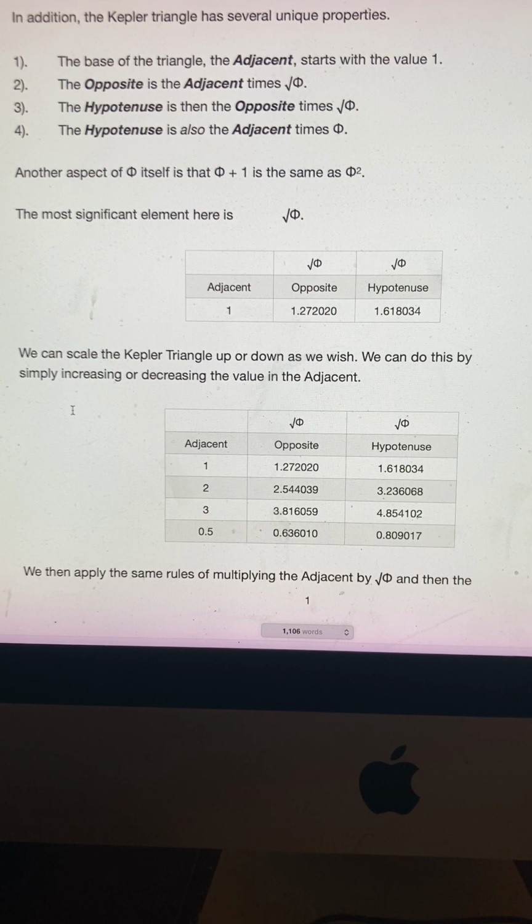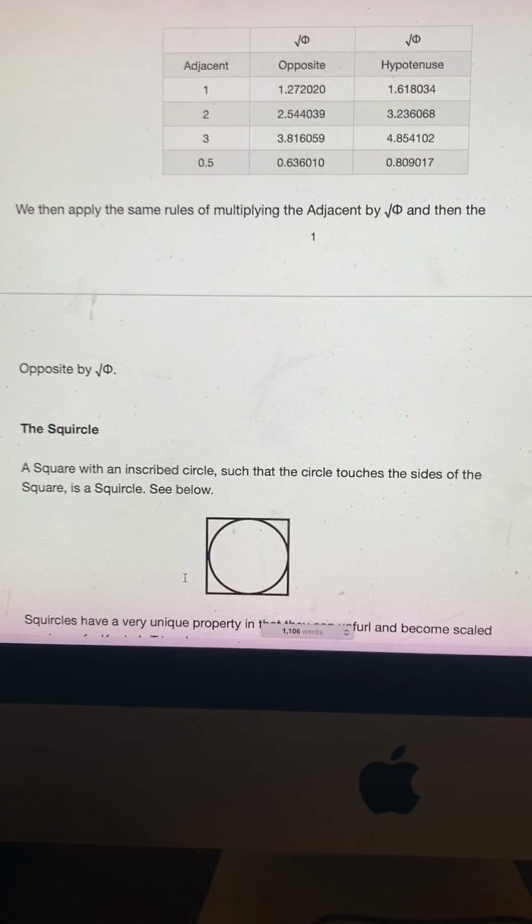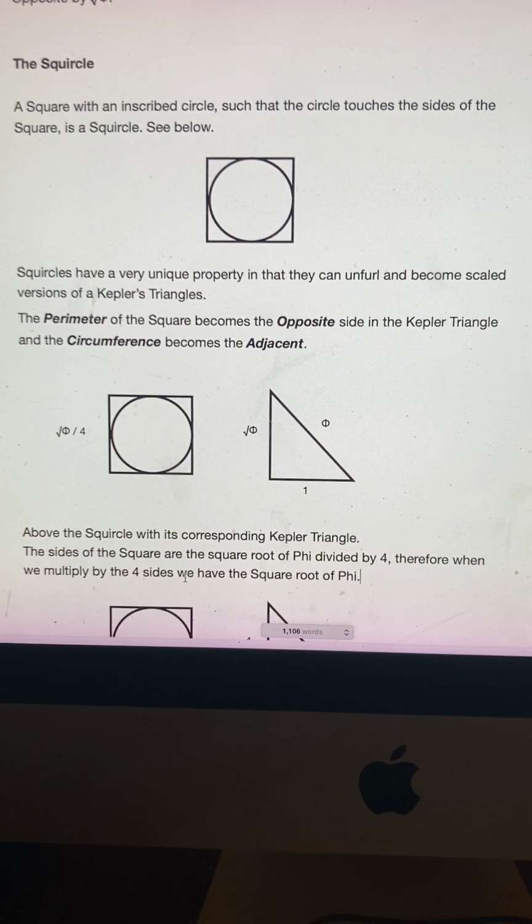We can do this by simply increasing or decreasing the value in the adjacent. Here, this is the actual Kepler triangle, that's 1, and we can scale it up by 2 or 3, or this time scaled down by 0.5. We then apply the same rules of multiplying the adjacent by the square root of phi and then the opposite by the square root of phi.